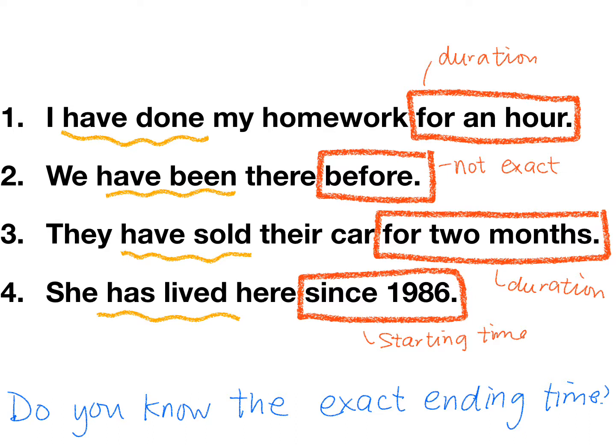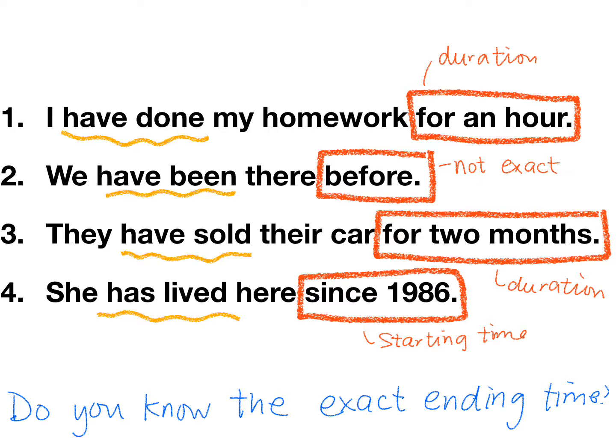Take a look at the first one. I've done my homework for an hour. We just know the duration. We don't even know the starting time nor the finishing time. I don't know when you've done that. So, it's just the duration. No definite exact finishing time. Number 2, we've been there before. Before when? Don't know, so it's not exact.